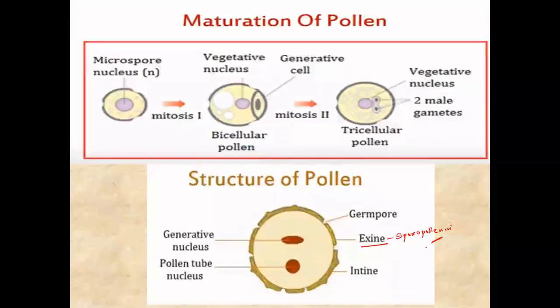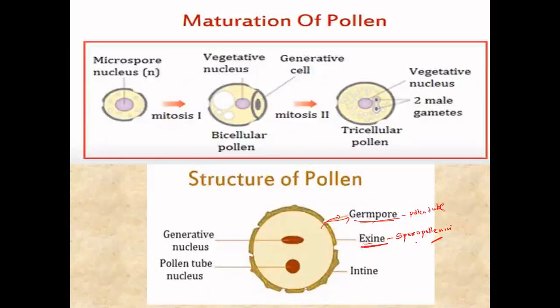And this exine usually has certain ornamentation outside. In between, you can see small gaps. These gaps are known as germ pores. It is from these germ pores that the pollen tube comes out later on, during germination.